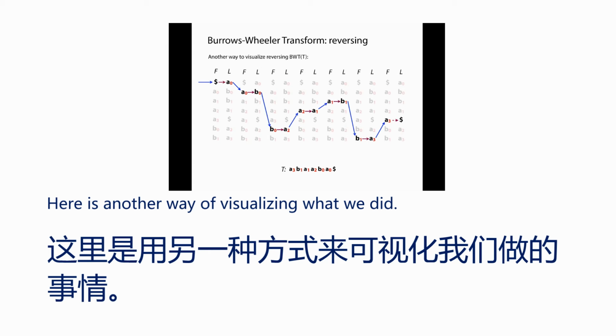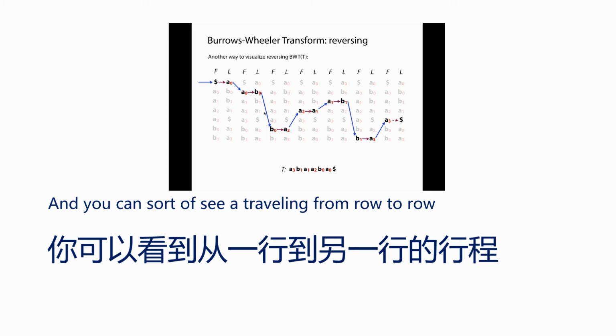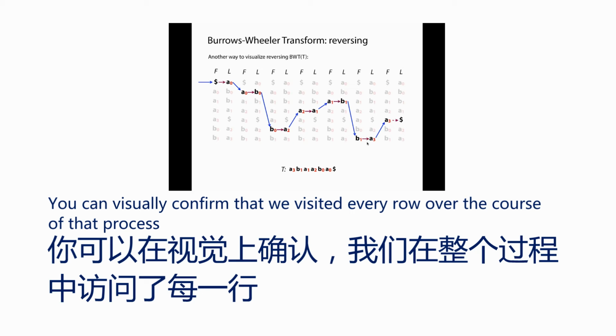Here's another way of visualizing what we did, except for now I've arrayed it out so that I have many copies of the first and last column, and you can sort of see us traveling from row to row, and you can visually confirm that we visited every row over the course of that process.